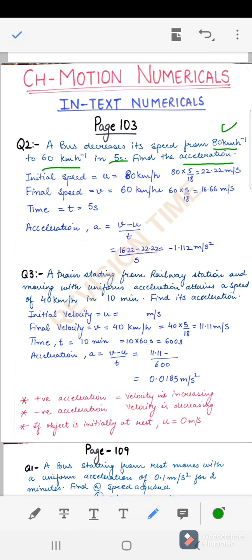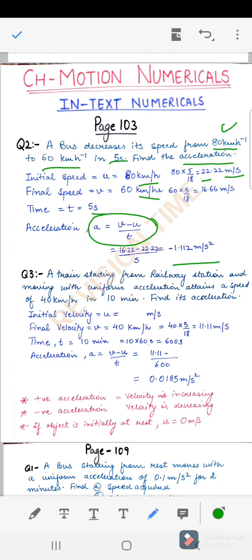Next we have to see the units. We are given kilometer per hour. This is not the SI unit and we have to convert it into SI units, simply by multiplying by 5 by 18 we will get meter per second, right? Time t is already in seconds, which is the SI unit. So the formula that is applicable is acceleration is equal to v minus u by t. By putting the values we will get this answer, right?